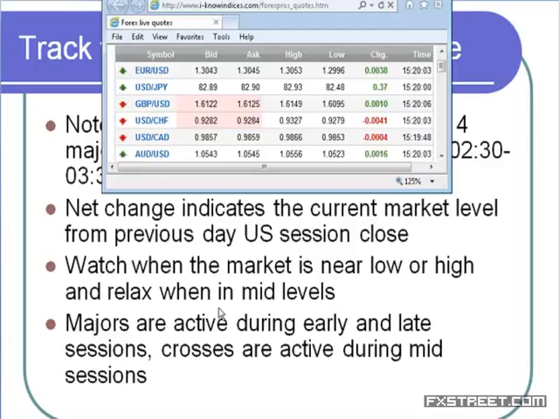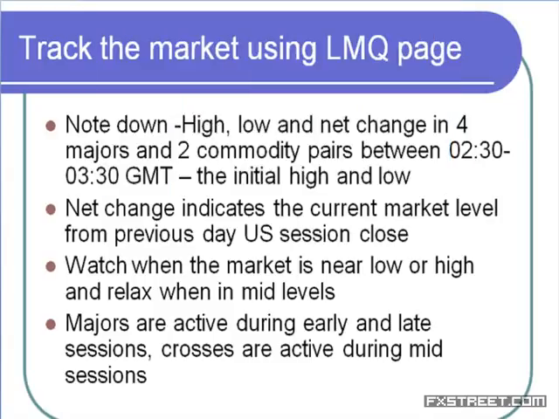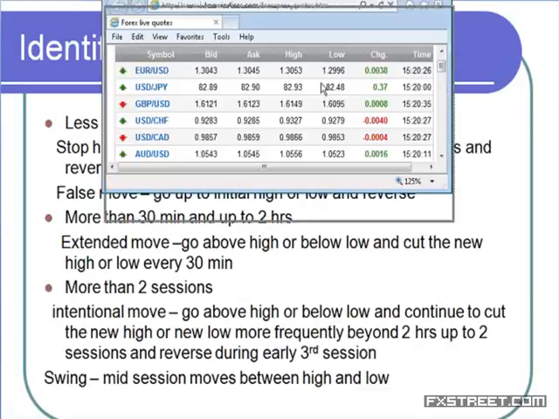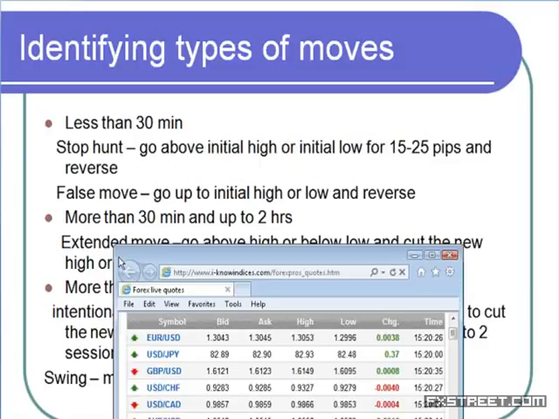How do we identify that? Because we refer to the initial lows and highs, and we know very well that during the early and late sessions they are active in handling the majors, and during mid sessions they handle the crosses. And when you come to the type of moves, we know that they make 2 different types of moves. One is a less than 30 minutes move, another one is a more than 30 minutes move.